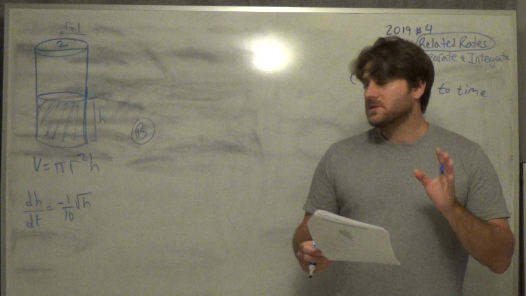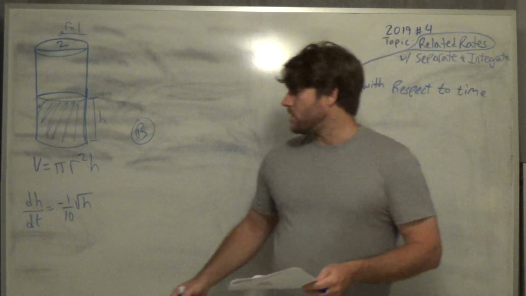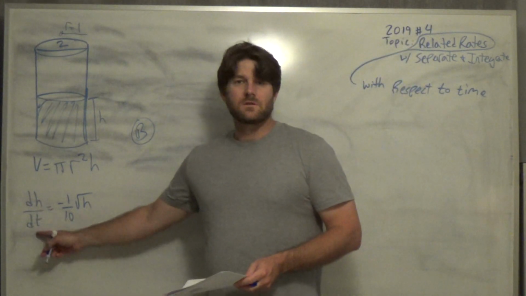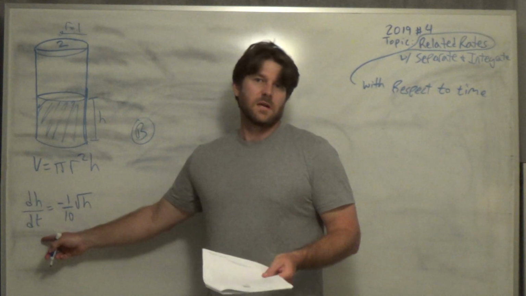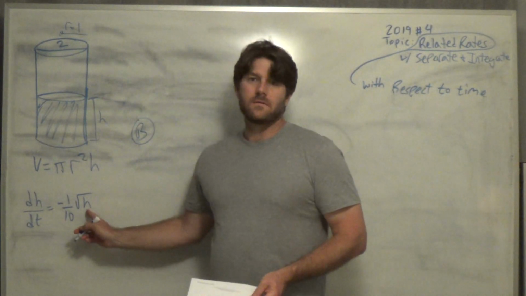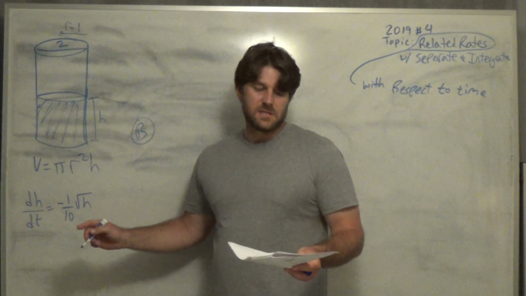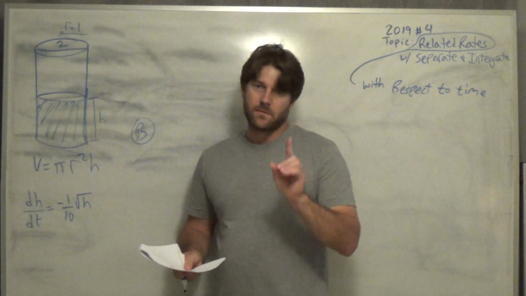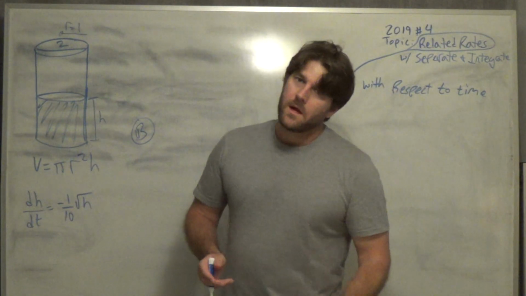Now, your instincts might be wrong. You might think, oh, is the rate of change of height increasing or decreasing? Well, dh dt is the rate of change of height. I'll just put a 3 in there. I get negative 3/10. It's negative. It's decreasing. No. Nope.